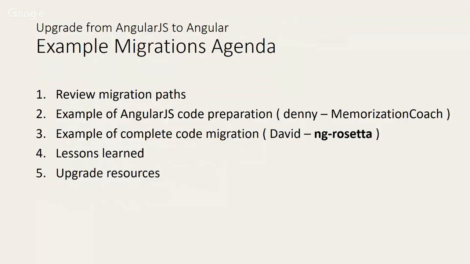So first, we're going to review some of the migration paths that are available to us, and then I'm going to demo some of the preparation you can do in your AngularJS project to get it optimally ready for movement over into an Angular code base. And then David's going to take over and feature the ng-rosetta project, which is a public repository that's available that'll show you exactly how to upgrade all the way from an AngularJS 1.x version of an application all the way to an Angular application. Then we'll wrap up with some lessons learned and leave you with a few references for resources for planning your own upgrade.